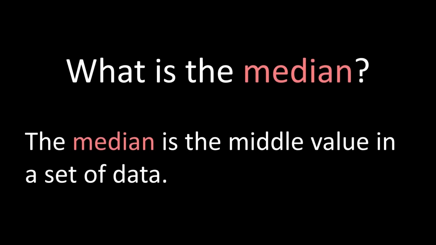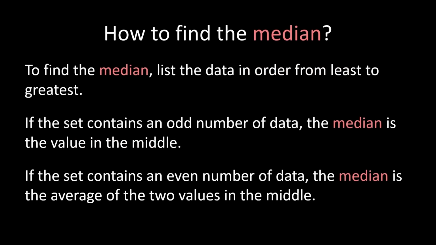In this video, we're going to find the median. The median is the middle value in a set of data. To find the median, you first have to put the data in order from least to greatest. If your data set contains an odd number of data, the median is the value that's in the middle. If your data set consists of an even number of data, the median is the average of the two values that are in the middle. Let's take a look at our examples.